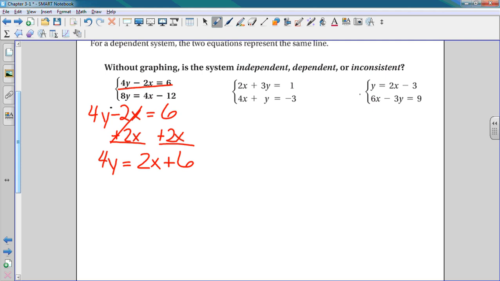Now what? Divide both sides by 4. So y equals 2 over 4, which is just 1/2 x, plus 3 over 2. I just reduced that fraction. 3 over 2 is the same thing as 6 over 4. I just divided both by 2. So there's my first equation, y equals mx plus b, where m is 1/2, b is 3 over 2. Right? Now I need to do the other one.